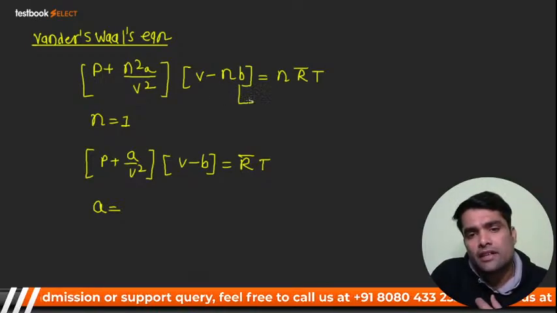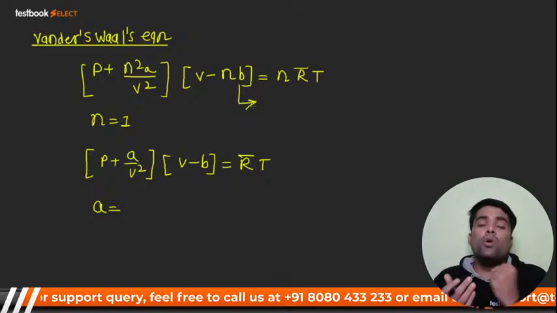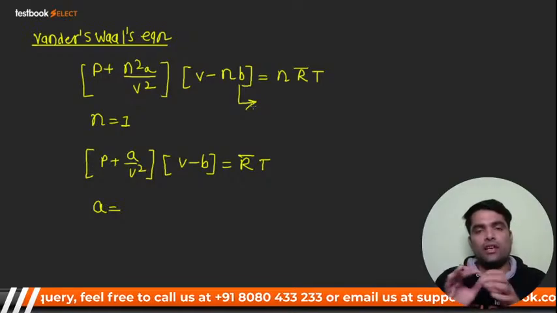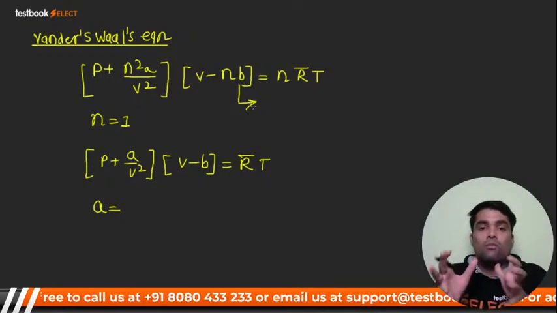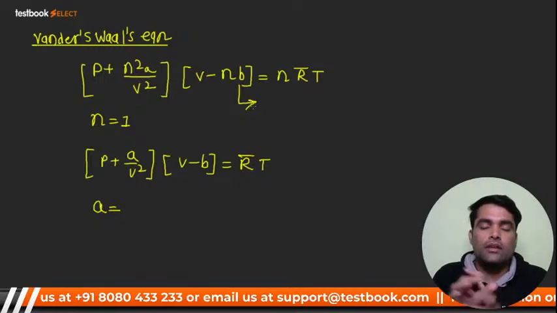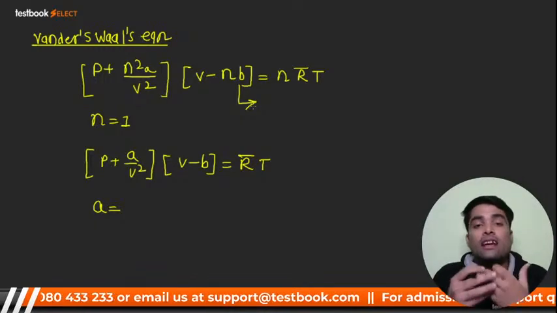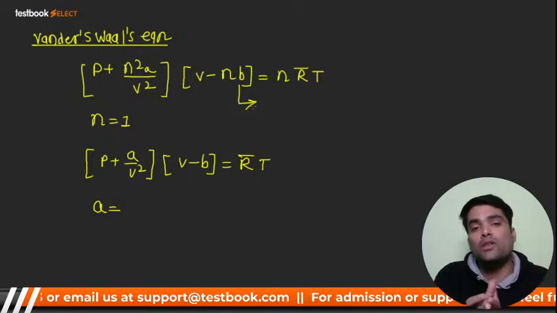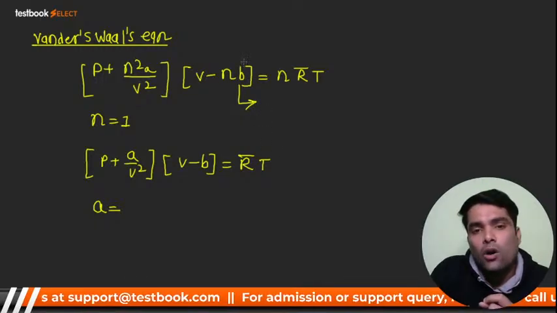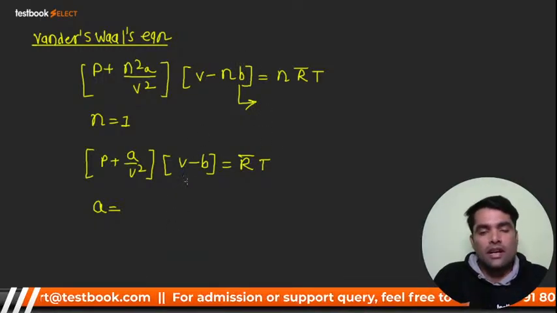b is nothing but it accounts for the co-volume occupied by the gases. ठीक है, जो गैसेस के मॉलिक्यूल्स होंगे, that occupy how much volume, that has been accounted by this factor b, right, constant b.